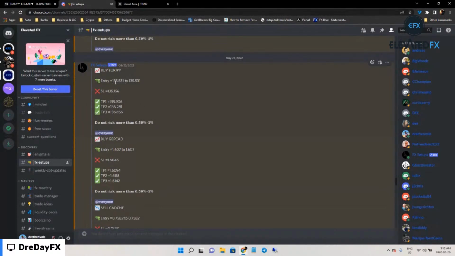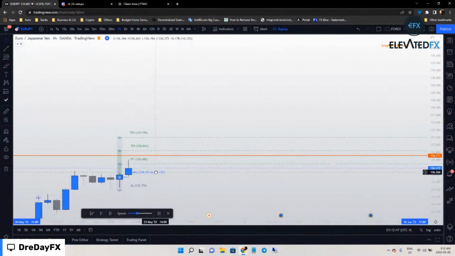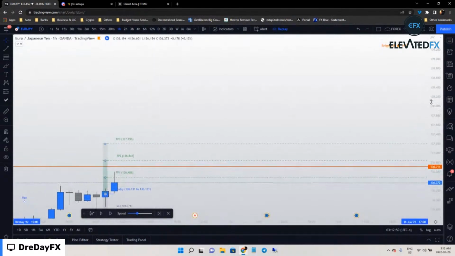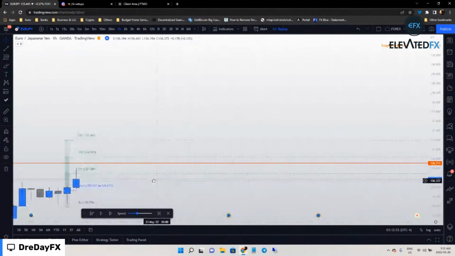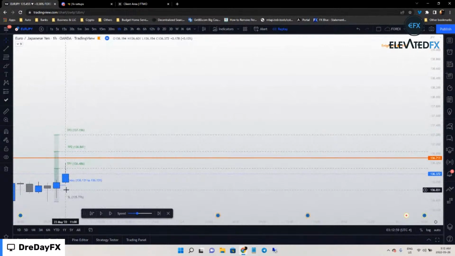So you have 135.531. That's your entry, your stop loss, and your TPs. Okay, it's all good. So how do I decide if I take the trade on a market execution? Because you have the option to do a market execution or a pending order for buy.